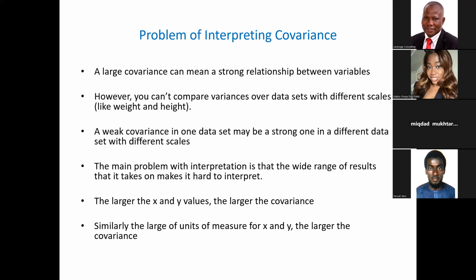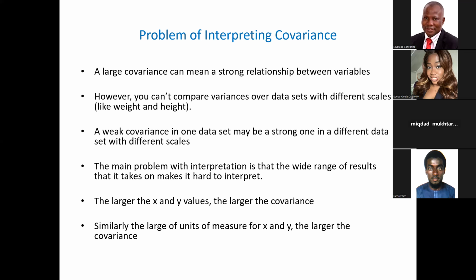One of the problems we now have with covariance, why is it important? Because that's what led to correlation. The problem you have with covariance is that a large covariance can mean a strong relationship between variables. However, you can't compare covariances over data sets with different scales. Can you see now, like weight and height? You cannot use it because it's not standardized. The scale of measurement is different.